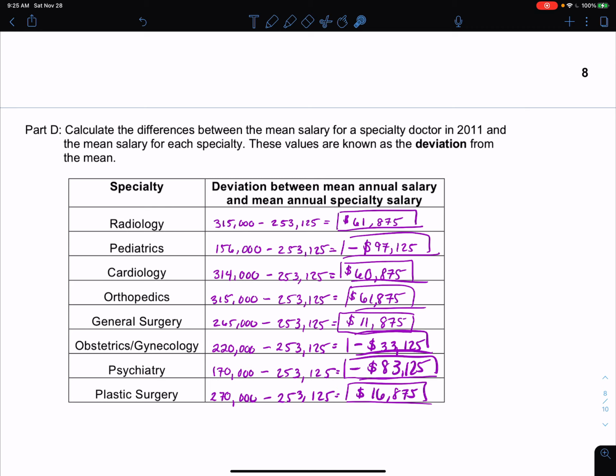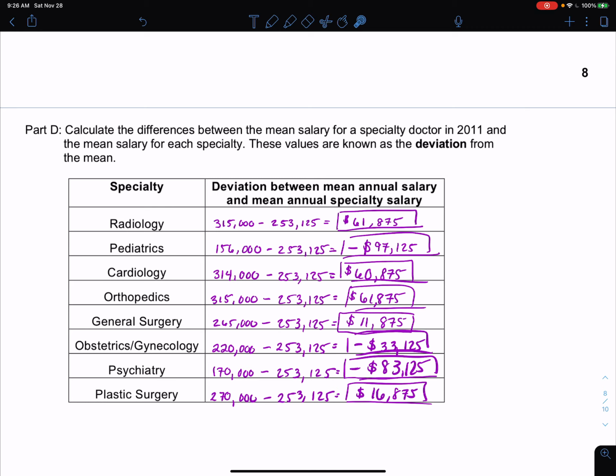So if we look at cardiology, we took the number from the table, the 314,000, subtracted out the mean that we calculated, and get 60,875. For orthopedics, we took the number from the table, the 315,000, subtracted out the mean that we calculated, and got 61,875. For general surgery, we took that 265,000 number from the table, subtracted out the average for all specialties that we calculated, and got 11,875.